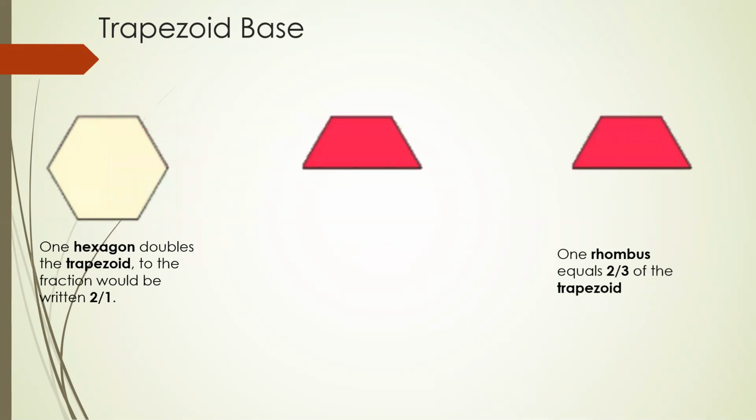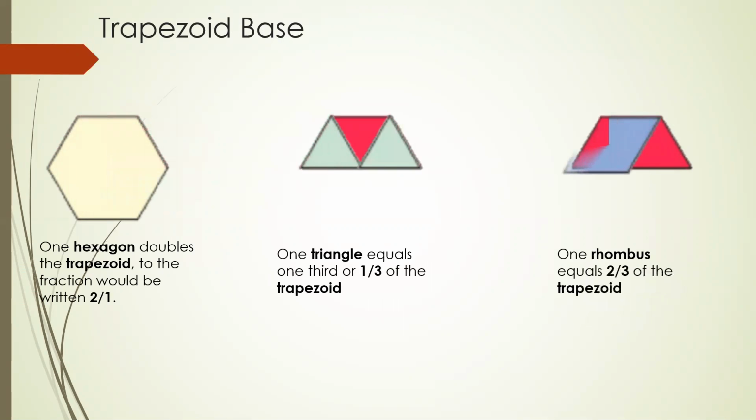Next we'll use the triangle. We will put that on top of the trapezoid, and we can see that we've got 1, 2, and there's room for 1 more right there, so that'd be 3. So it's 1/3 of the trapezoid. The rhombus does not quite fit into the trapezoid perfectly, but we can see that there'd be room for 1 of the triangles, and then we can look over at the other and see that the triangles take up 1/3, so the rhombus equals 2/3 of the trapezoid.